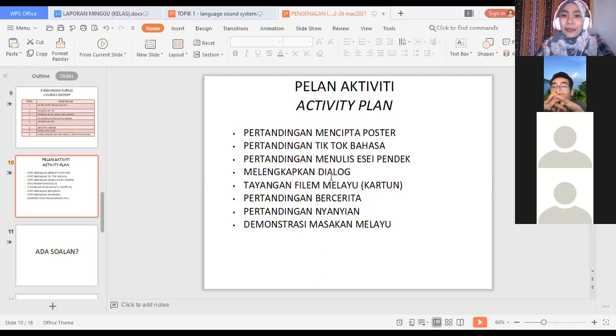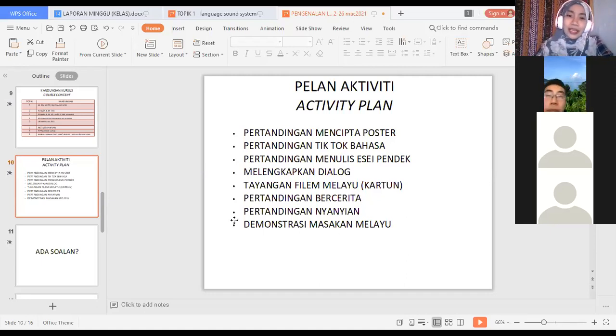Then melengkapkan dialog. They will give you some cartoons without dialogue, so you have to use your creativity and write down what the cartoon is trying to say. Also they have a movie-watching activity, like a cartoon, but I'm not sure what the title is. Just wait and see. Pertandingan bercerita is storytelling, where maybe they give you a title.